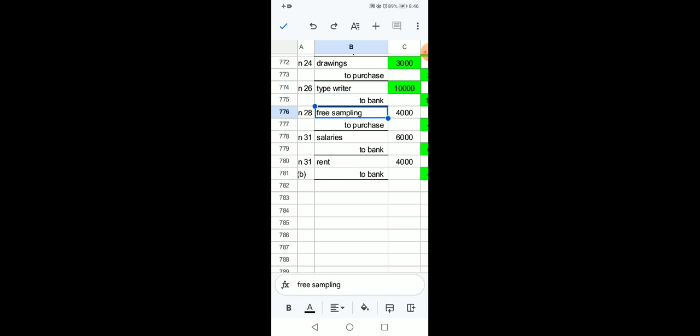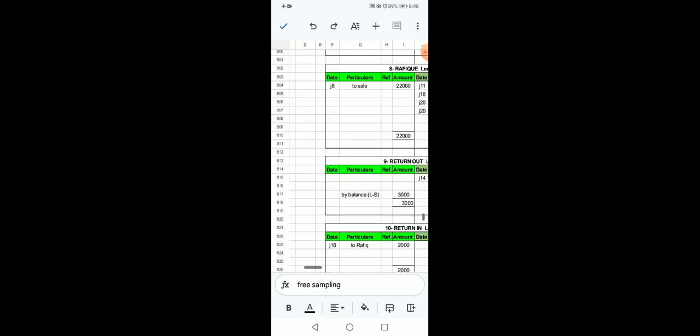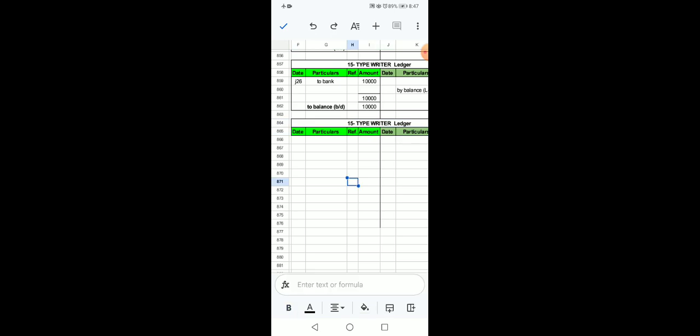Next step is free sampling. Let's look at our journal entries. We have started from here and each and every element was posted. So here there are three different elements present still and we need to make their ledgers. Next ledger we are making is for free sampling. So we are going to make the format for the next ledger, taking the headings from the previous ledger.